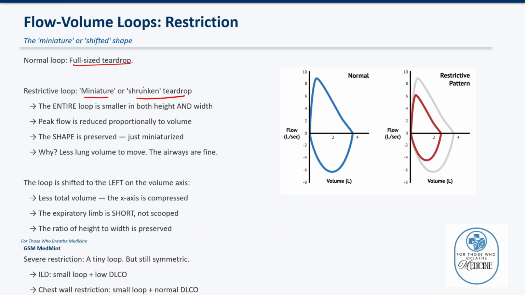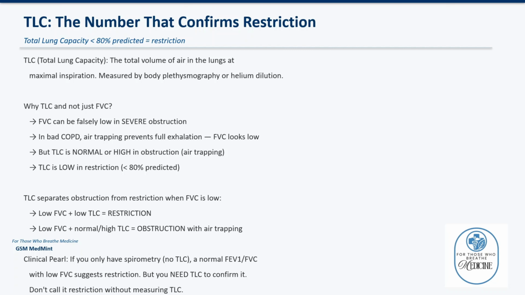So in severe restriction, we see a tiny loop but still symmetric. It is not scooped. Interstitial lung disease gives a small loop with very low DLCO. Chest wall restriction produces a small loop with normal DLCO. So in restriction, the loop is small. In obstruction, the loop is scooped. The size versus shape concept applies here. That is the fundamental difference: if you see the loop, you can make the diagnosis by reading a single number. So why the TLC, the number that confirms the restriction, why does it matter?